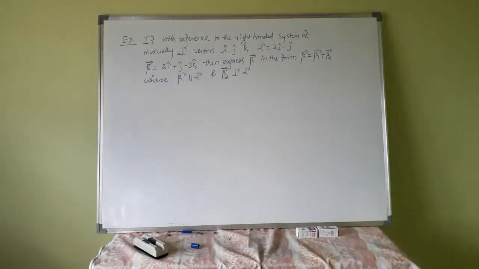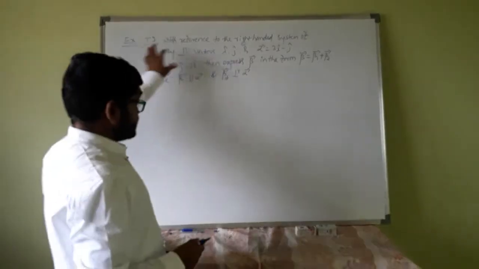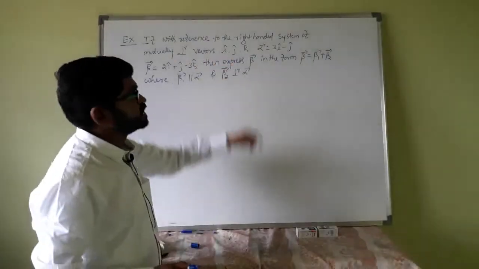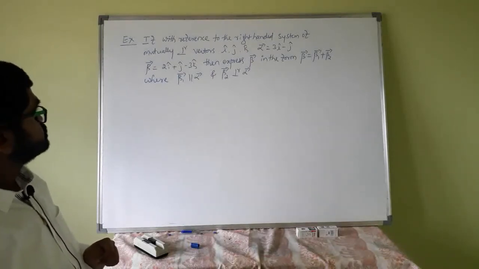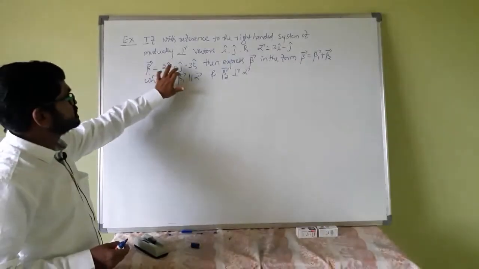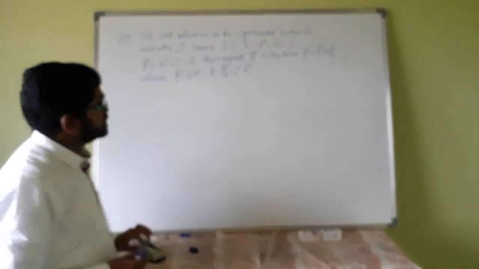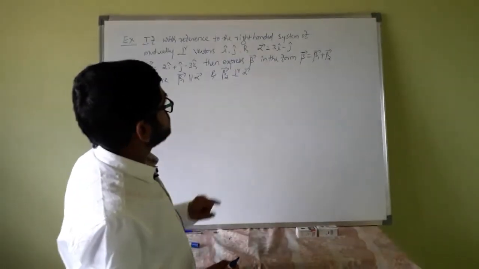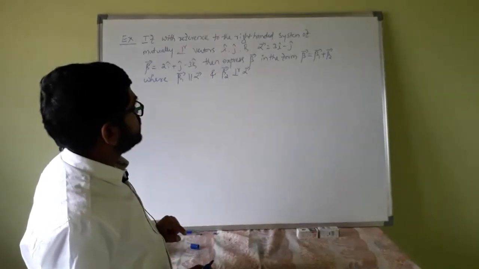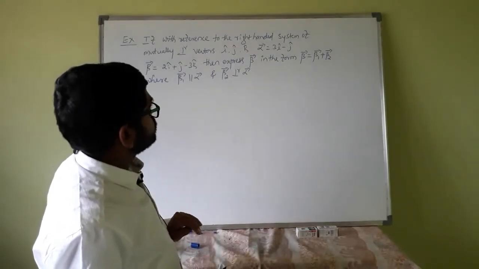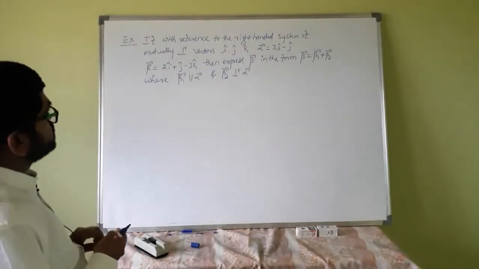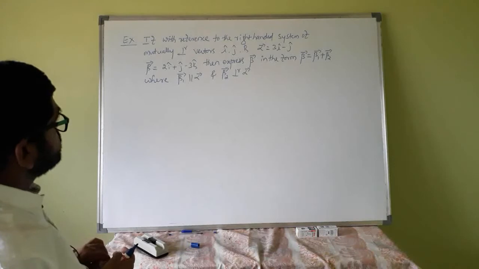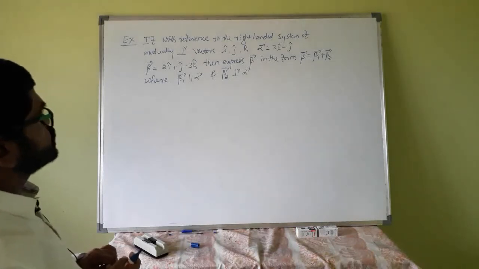Another example is with reference to the right-handed system of mutually perpendicular vectors i, j, k. Alpha is equal to 3i minus j, beta is equal to 2i plus j minus 3k. Then express beta in the form beta is equal to beta 1 plus beta 2, where beta 1 is parallel to alpha and beta 2 is perpendicular to alpha.